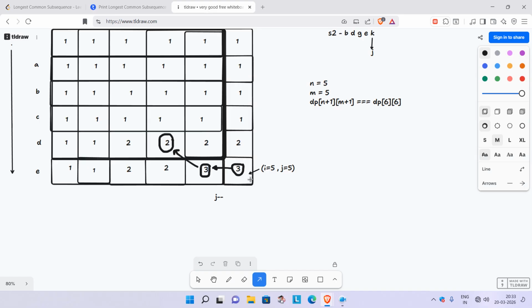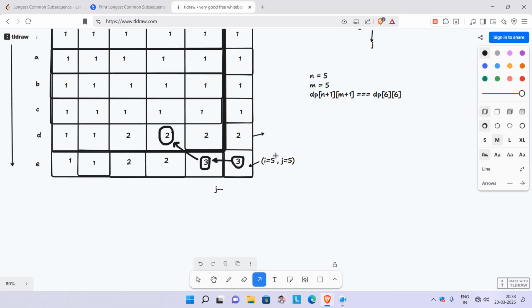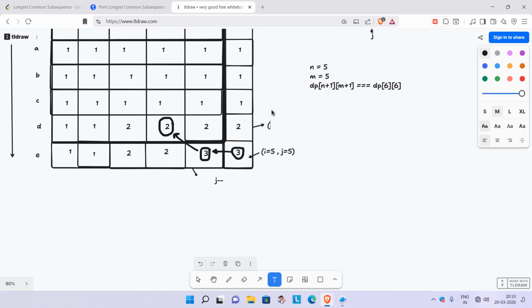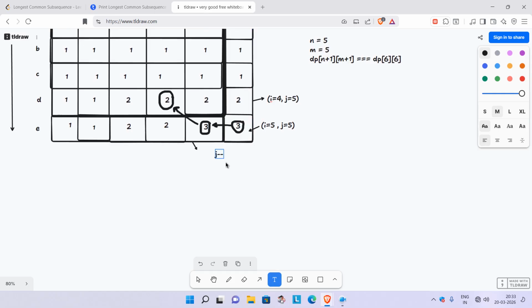Now, since the characters don't match, it goes either to this cell or that cell. What are the possible values for each? If I point to this one, what are the coordinates? Here i is decreasing, so i becomes 4, and j remains the same, which is 5. Okay, this is the coordinate for this cell, and first of all I can erase that point there.